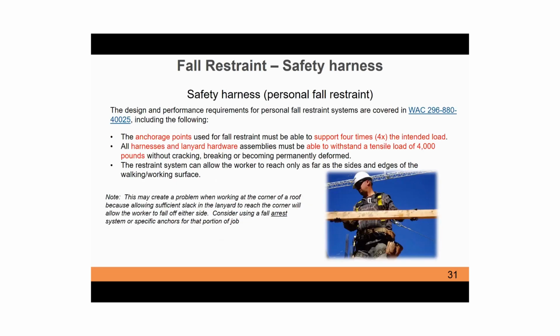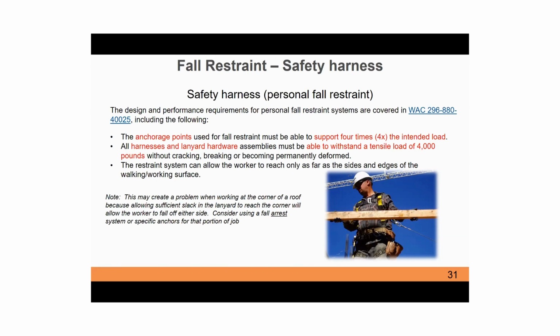The safety harnesses, so now that we've gone over some of the fall restraints that are not PPE related, I'm going to go into some of the PPE related. So with the safety harnesses as fall restraint, the anchorage points that are going to be used, you want to make sure that they're able to support 4 times the intended load, and the harnesses and lanyard hardware must be able to withstand a tensile load of 4,000 pounds.